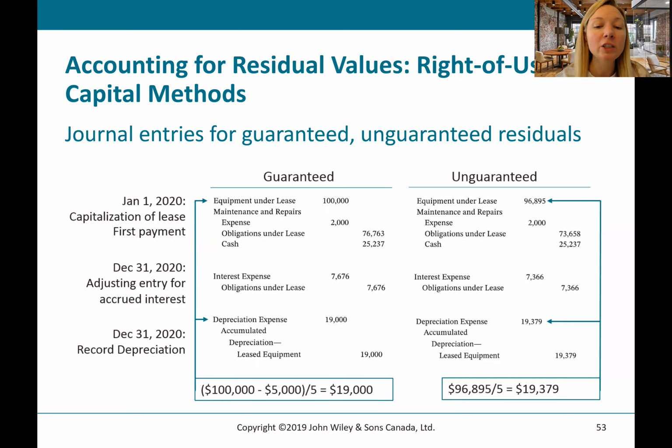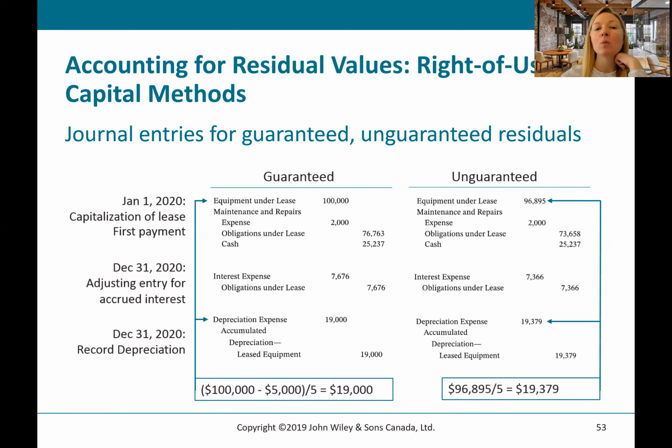And our depreciation expense is lower because we're subtracting off the residual value, because we think at the end of that period it's still going to be worth something, therefore we don't need to depreciate it down to zero. Unguaranteed residual values, we wouldn't include that amount in our capitalized payments, so you can see our equipment under lease is lower. And you can see that our depreciation expense is higher because we're amortizing the entire amount over the 5-year period. And the lease payments, the cash, is actually the same in both examples here.